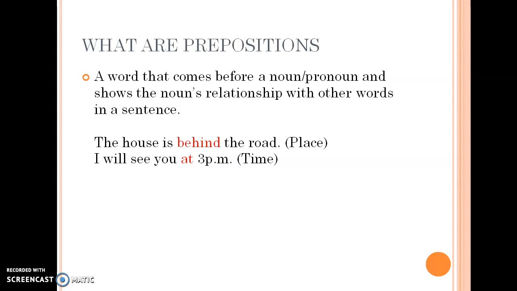For example, the house is behind the road. Now, what are the two nouns in this sentence? House and road. And we have used a preposition before the noun road. So, where is the house? The house is behind the road. The preposition behind is talking about the relationship between house and the road.